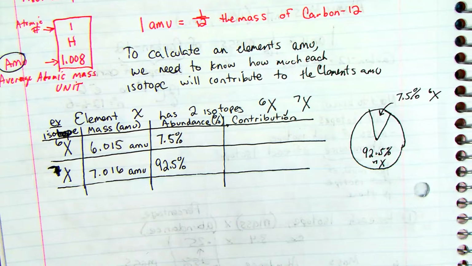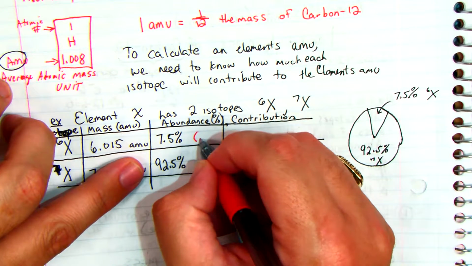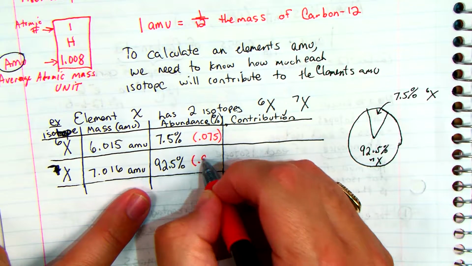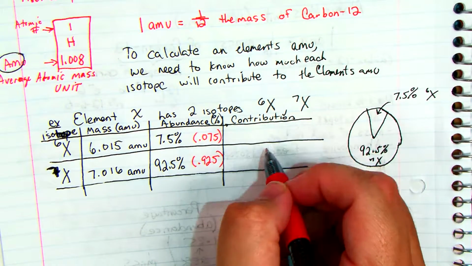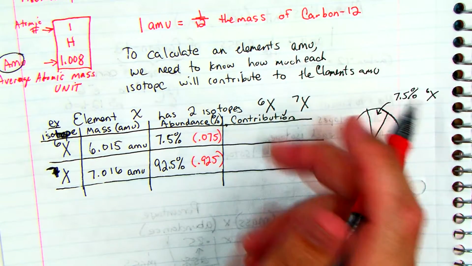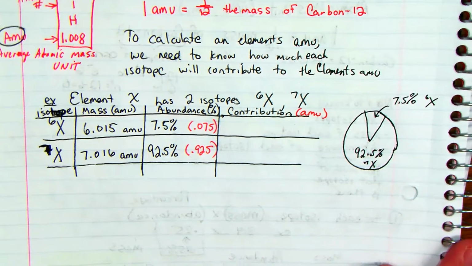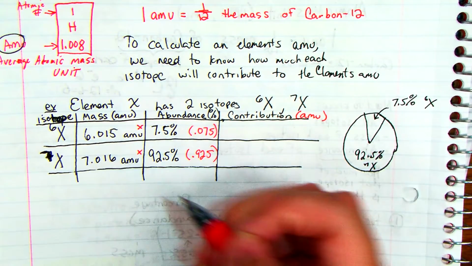Now, let me ask you this. In mathematics, can we use a percentage when we're doing our math, or do we have to convert it? We have to convert it. So we have to change this to a decimal. 7.5 becomes 0.075. 92.5 becomes 0.925. And in order to calculate the contribution of AMUs, so this is going to be in AMUs as well, we're going to have to first multiply these two together. And that's going to be our contribution.